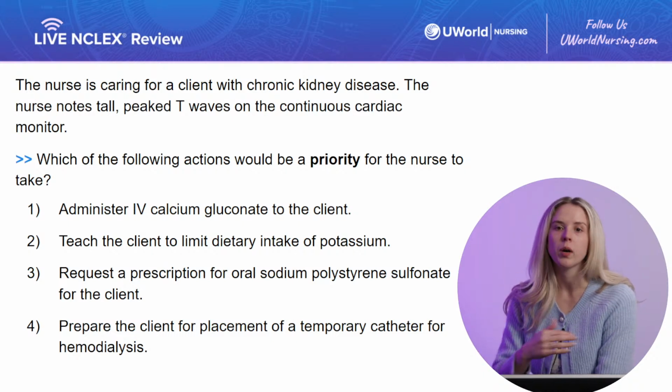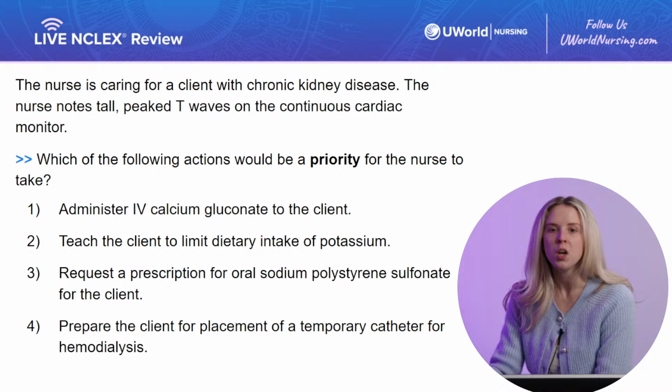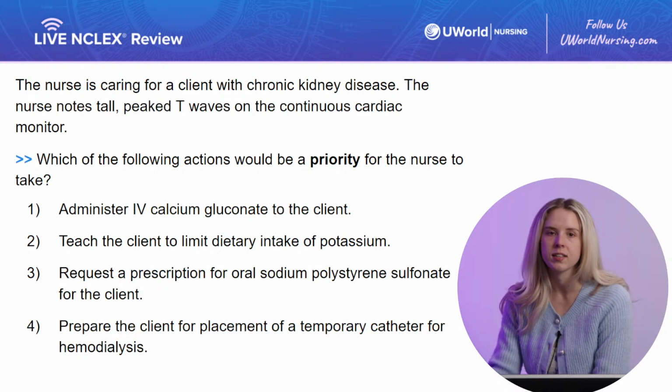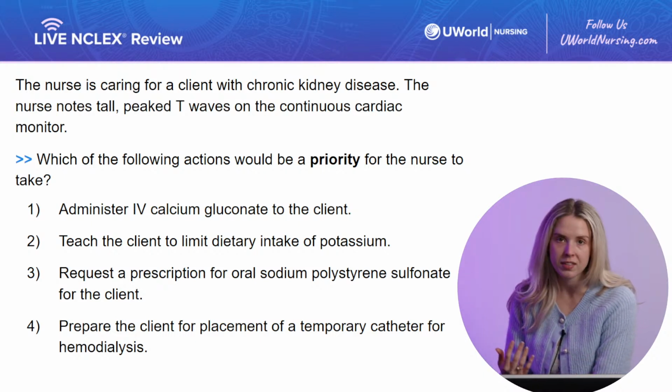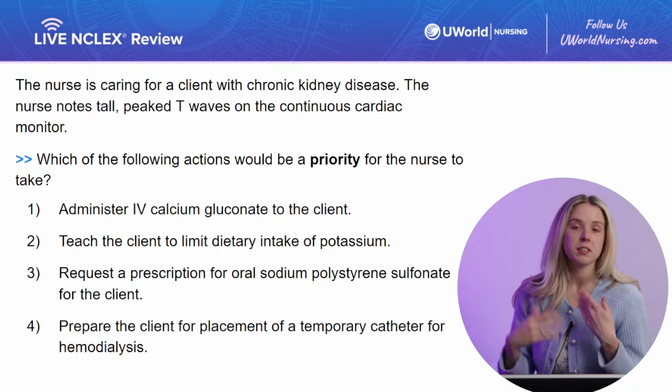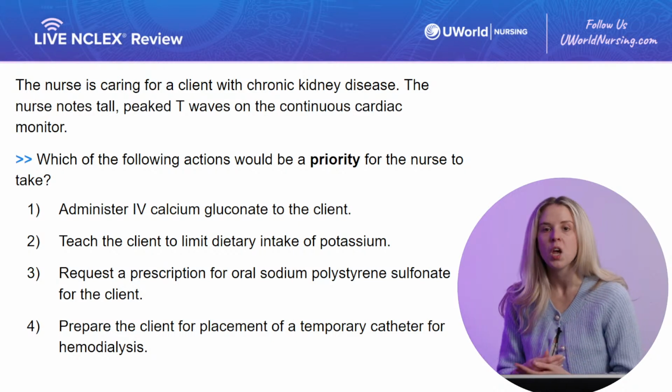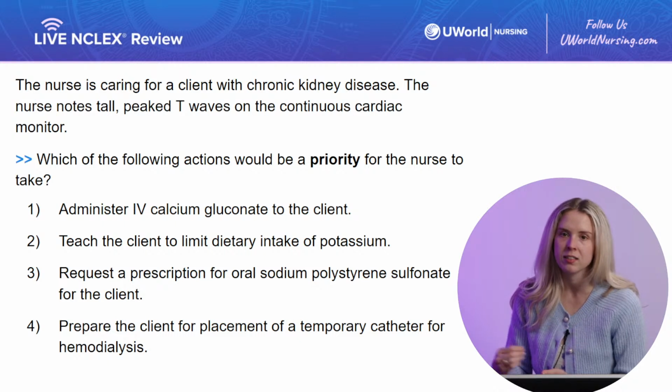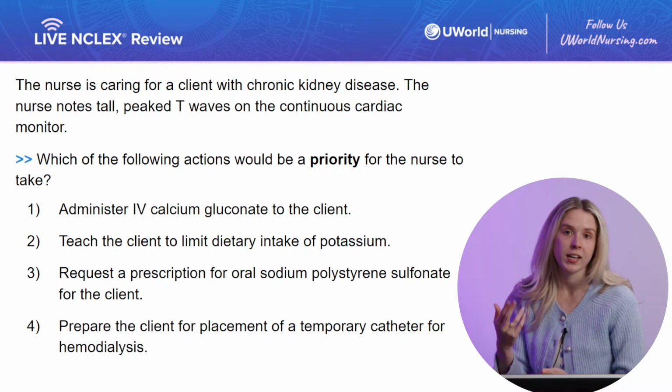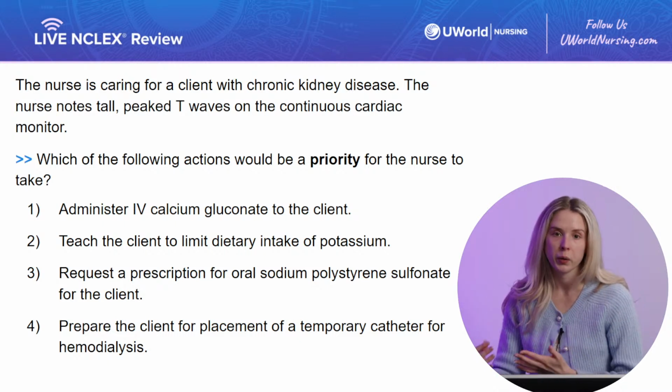Option 2, 3, and 4 get at decreasing that potassium, but they're not going to be our priority. So option 2, teaching them to limit the dietary intake of potassium. This is something that we would do. It is important, but it's not going to immediately decrease that potassium, and it's not going to stabilize the cardiac cell membranes, so it's not our priority.